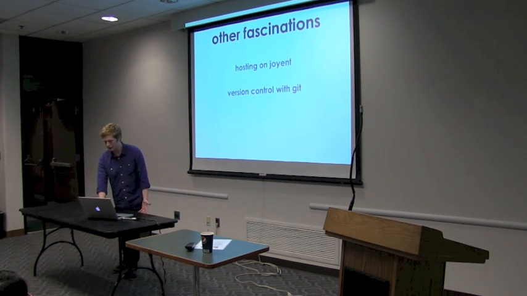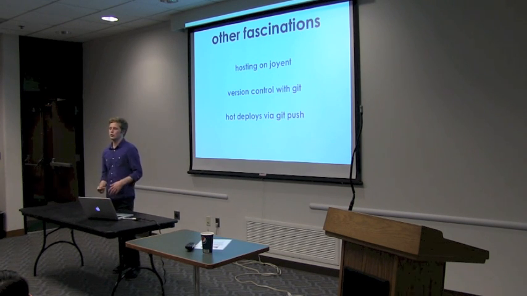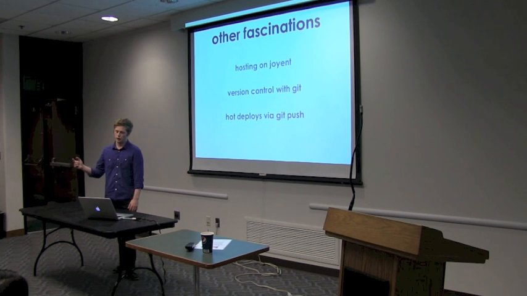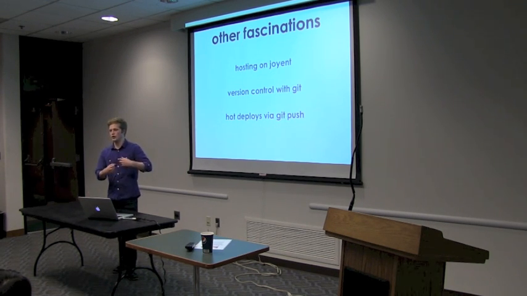Source code's hosted on Git, and putting those two together, we can actually deploy our code just by doing a simple Git push. So every time we merge a feature branch and we want to push something out live, we can just do a Git push. And there's a hook on Joint, which will actually run all of our unit tests. If the unit tests pass, then it pushes that code and does a hot deploy, and all of a sudden the website's been updated seamlessly.